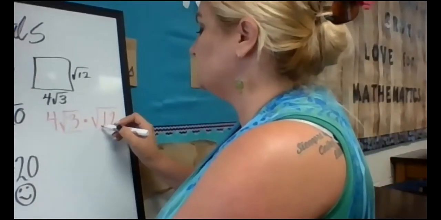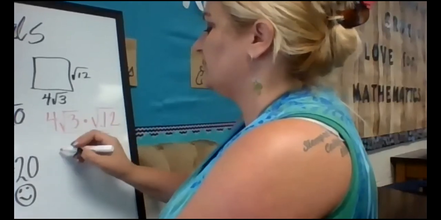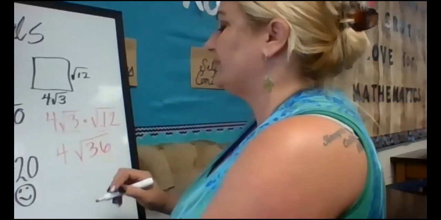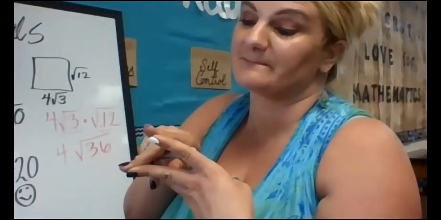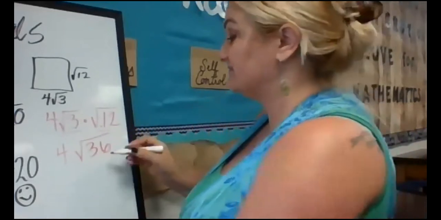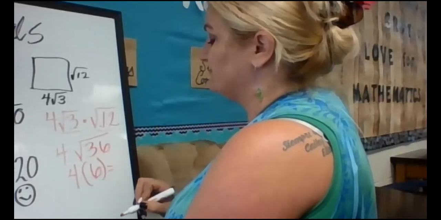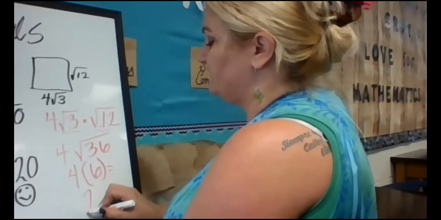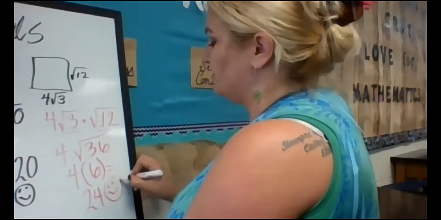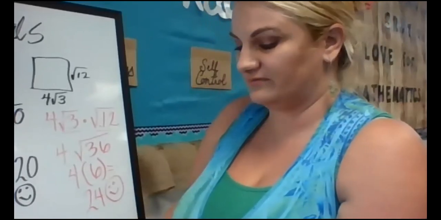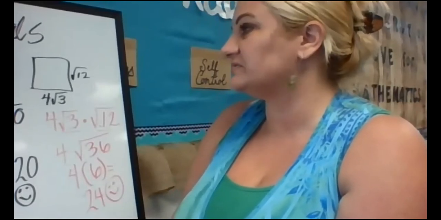So I have 3 times 12, which is the square root of 36. And then I bring down the coefficient. What is the square root of 36? 6. And then 4 times 6 is 24. Are we happy? Yes, we got a whole number, right? Yes. Good job, guys. You're doing awesome with that.